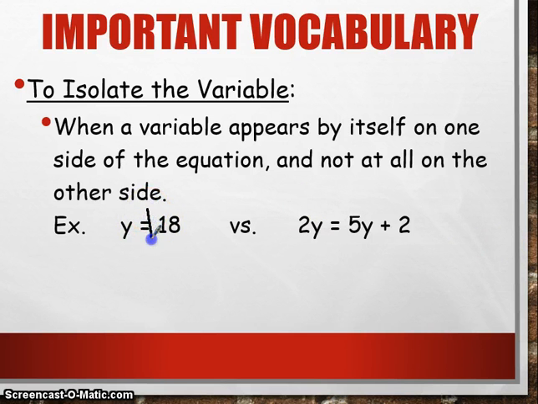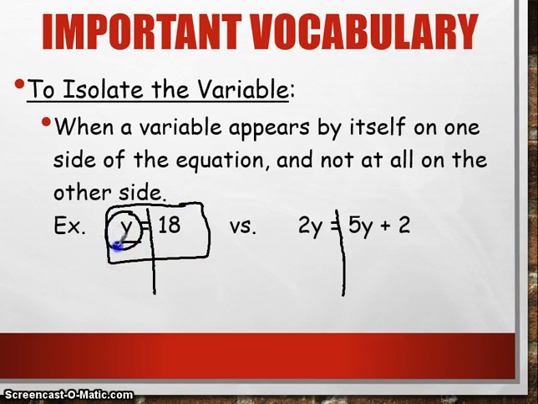If you look at the equal sign and draw a line down the middle, that helps you decide the two sides of the equation. If you look at the left side of the first example, you can see that the only thing written on this side is the y. In other words, the y is isolated. It is alone. So this is an example of an isolated variable.